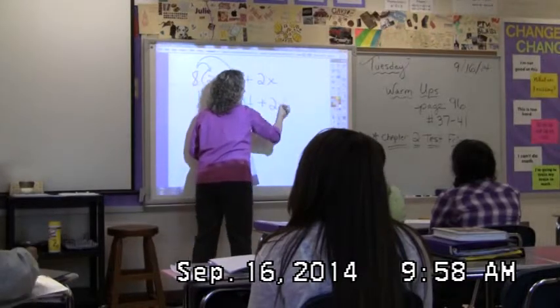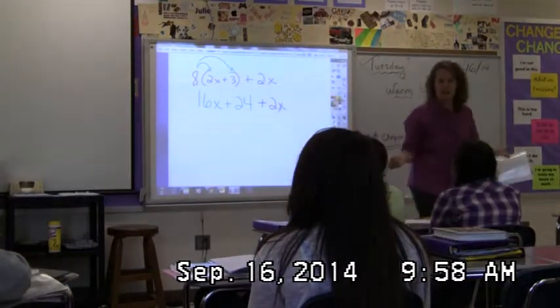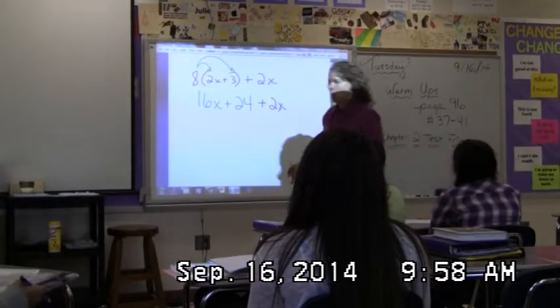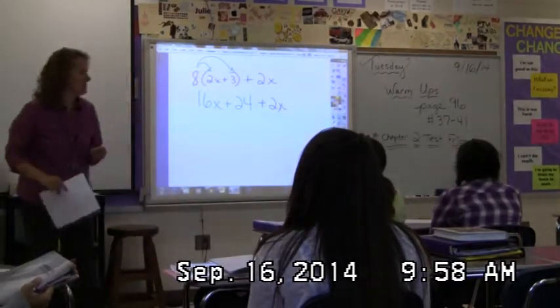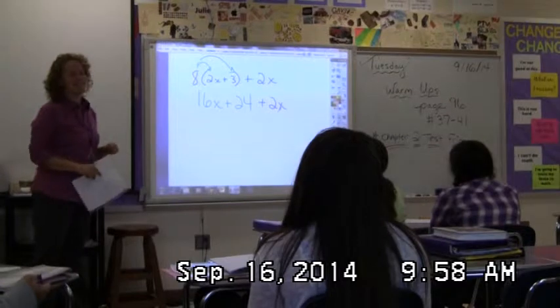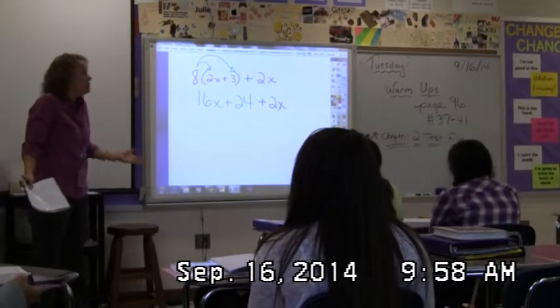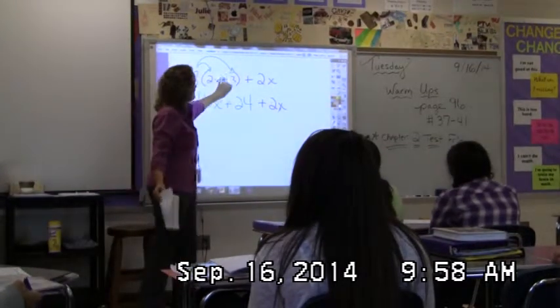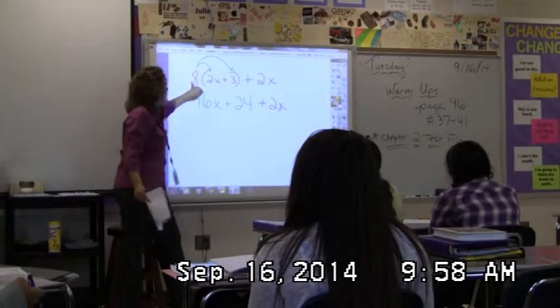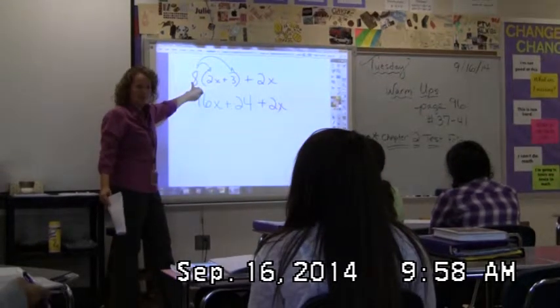Plus 2x. Why didn't we multiply it by 8? We multiplied everything else by 8. Why didn't we multiply the 2x by 8? Bradley? He wasn't in the parentheses. Exactly. He wasn't in the parentheses. So you're only multiplying the terms inside the parentheses by that number on the outside.